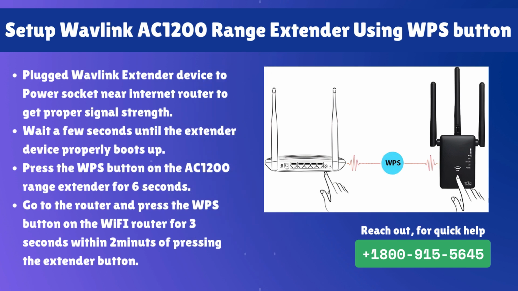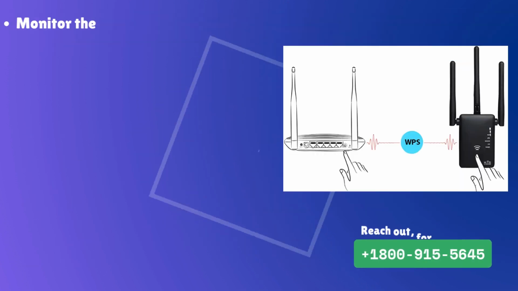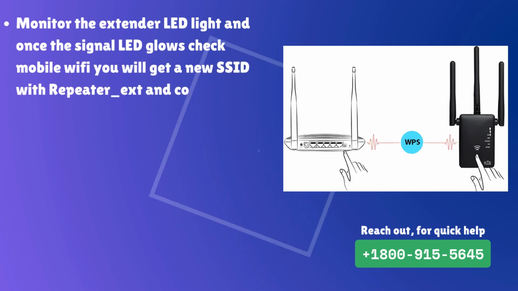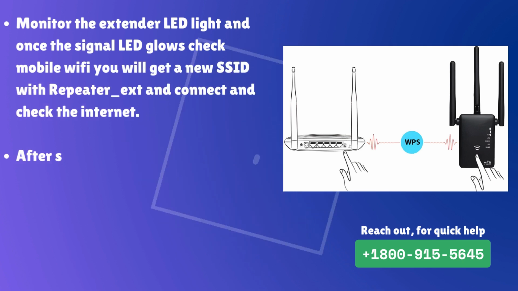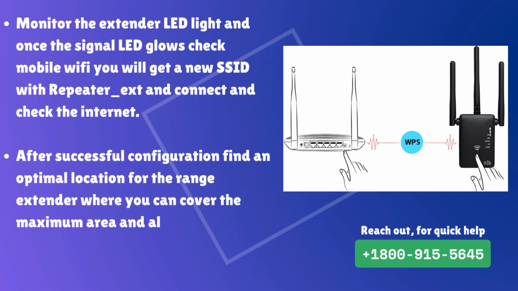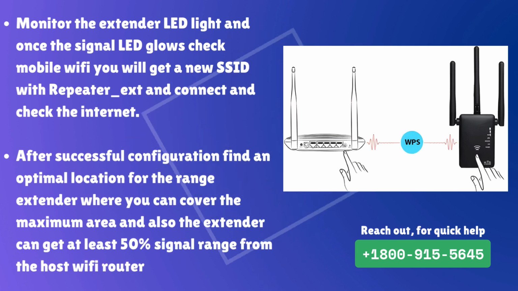pressing the extender button. Monitor the extender LED light, and once the signal LED glows, check mobile Wi-Fi. You will get a new SSID with repeater_ext; connect and check the internet. After successful configuration, find an optimal location for the range extender where you can cover the maximum area, and also the extender can get at least 50% signal range from the host Wi-Fi router.